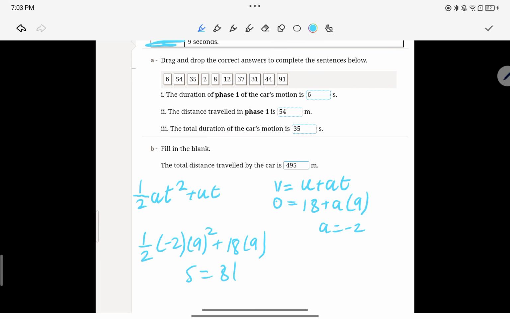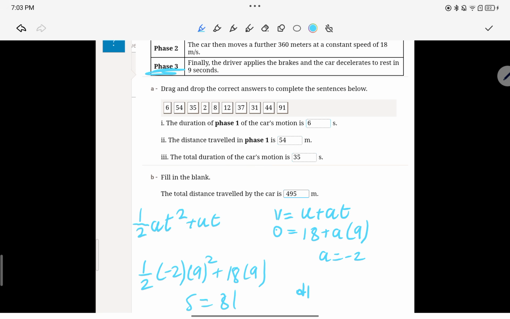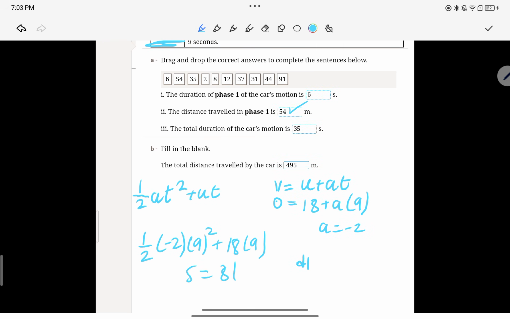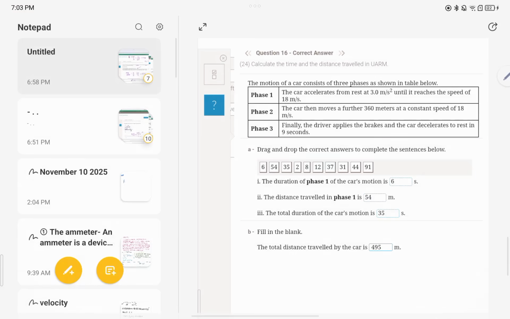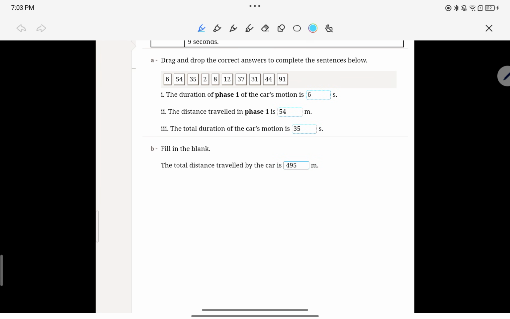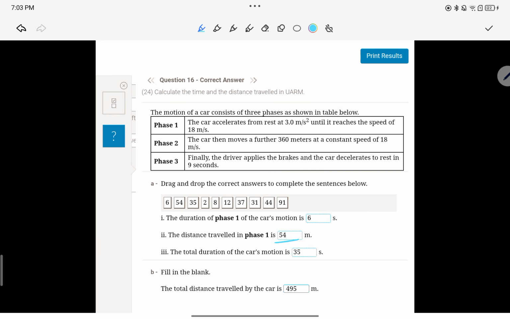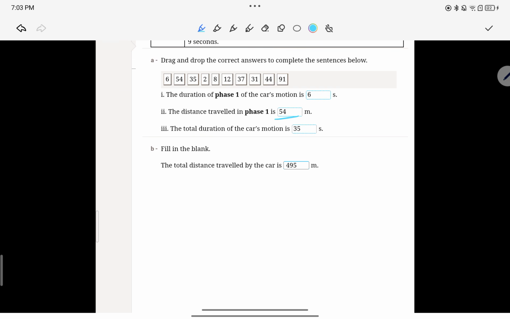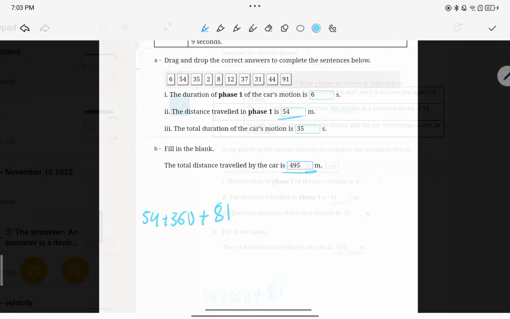Now we have to find D1, D2, and D3. D1 plus D2 plus D3. Distance 1, we already found it here. Distance 2 was already given to us. And distance 3 we found now, which was 81. So 54 plus 360 plus 81, you will get 495. Guys, I didn't explain it really well because this question already came before, like I said, and I think it's going to come again, with the same questions.